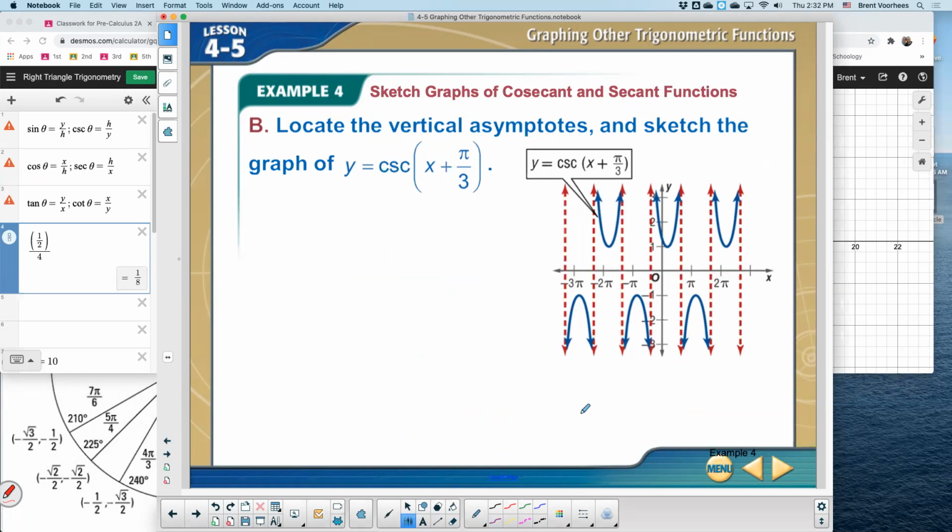So here we go, last one for you. Let's take a look at example 4. It says locate the vertical asymptotes and sketch this graph. Again, here's the sketch. Let's go through the steps together. Step 1, we look at the ratio. So the ratio for cosecant is shown right here on the left. It is h over y.